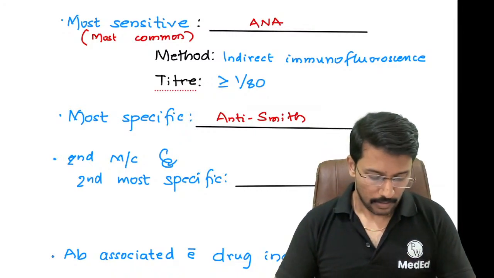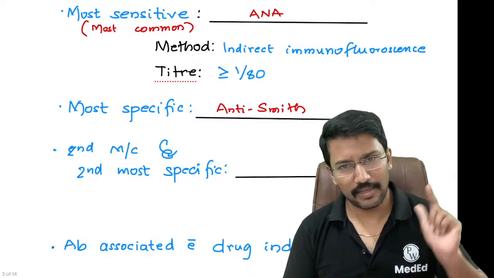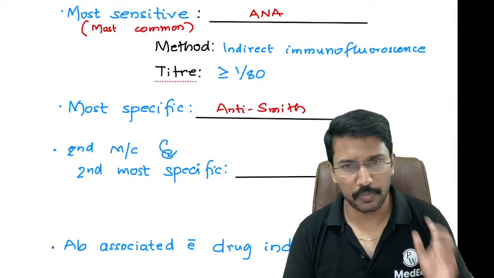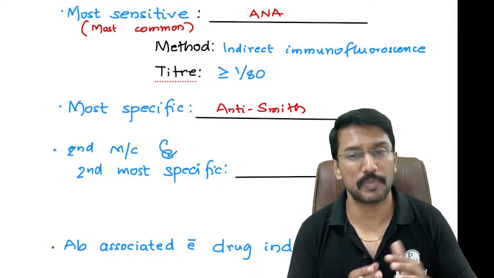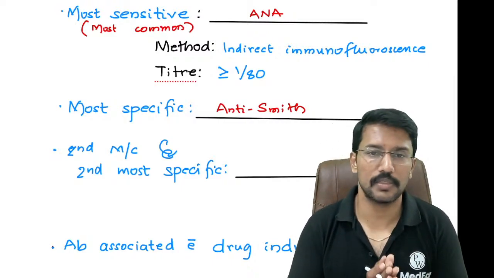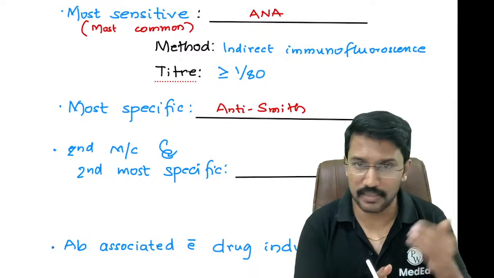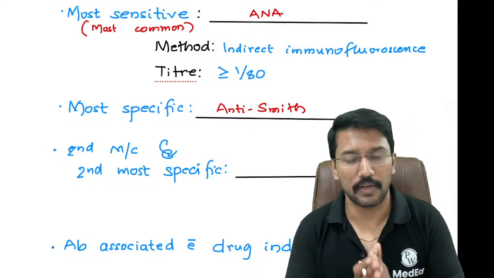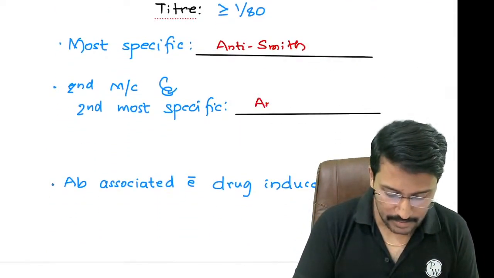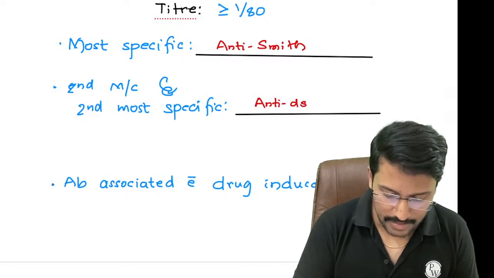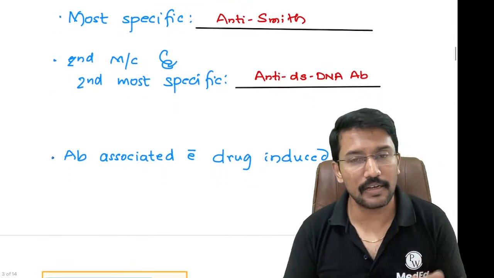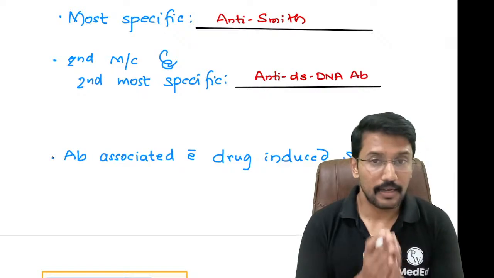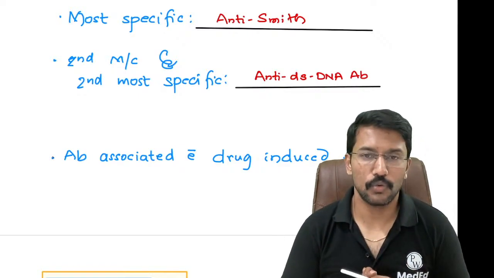Okay. Now, the third MCQ they will ask you is, okay, ANA is most sensitive and anti-Smith is most specific, but what is the second most sensitive? And in terms of specificity, what is the second most specific? And the answer for both of these questions is the same. The second most sensitive, the second most common and the second most specific antibody is going to be anti-double-stranded DNA antibody, or anti-dsDNA antibody. And when we talk about the anti-dsDNA antibody, the first thing I would like you to know is that this is the most important antibody when it comes to a patient with SLE.